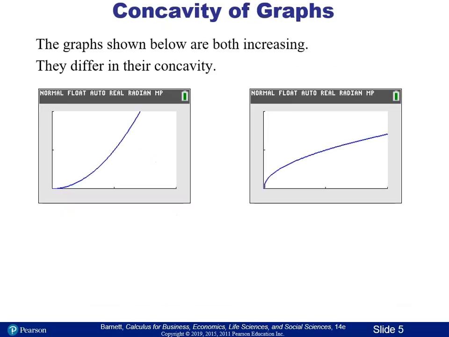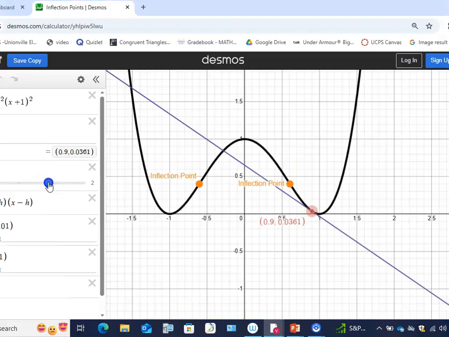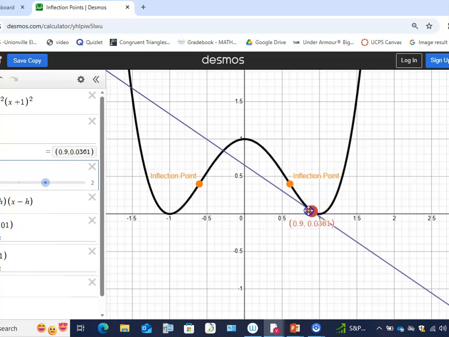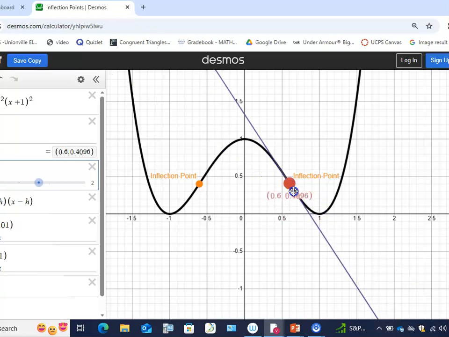Okay, so both of these are examples of increasing functions with different concavities. So this one is increasing concave up. This one would be increasing concave down. Okay, if we look at this from Desmos, what we see is I can move this point around the graph, and it's drawing the tangent line in at each place.